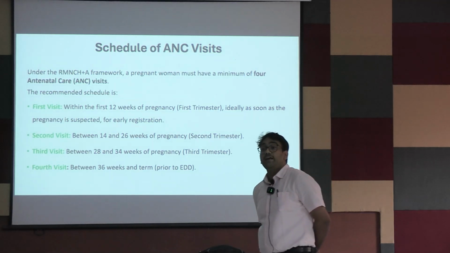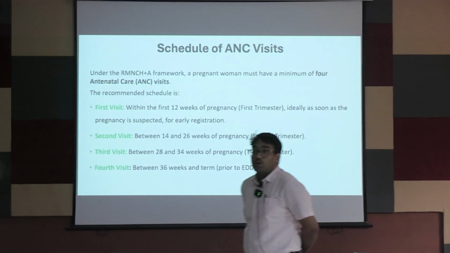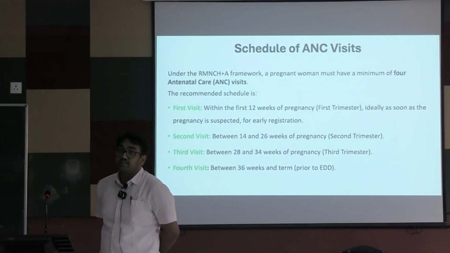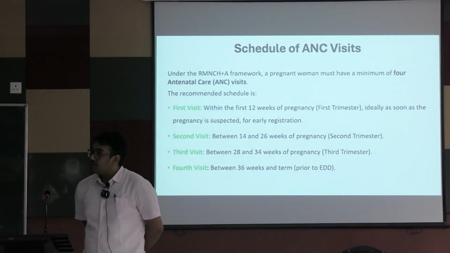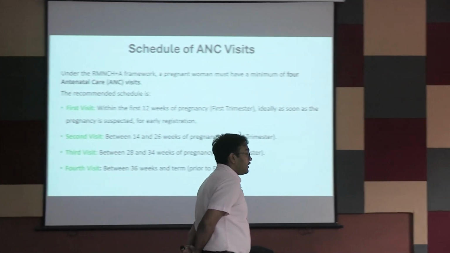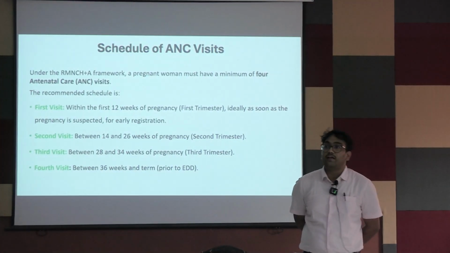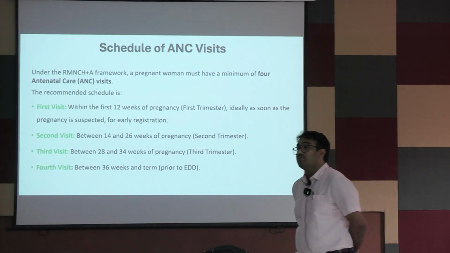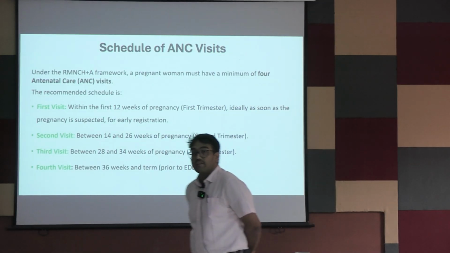What is the WHO mandate? According to the World Health Organization, what is the ideal number of antenatal visits? It is 8. It is 8 antenatal visits according to the WHO mandate. The Indian government also says that 8 antenatal visits is ideal, but 4 is the minimum. At least 4 antenatal visits must be completed.